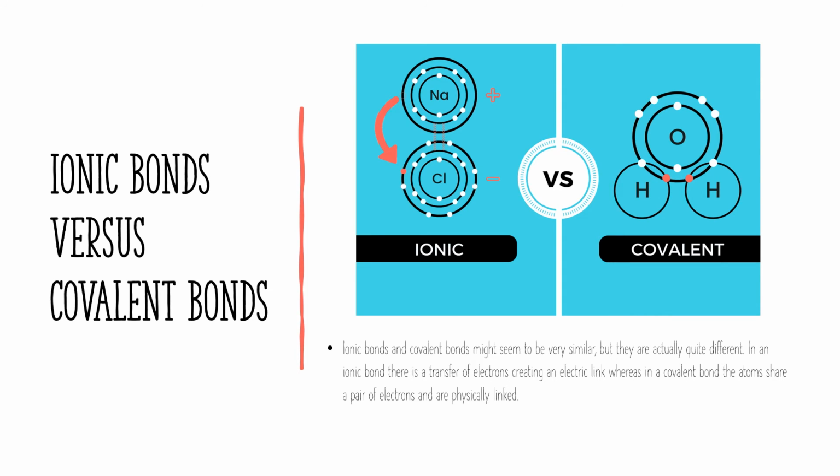Ionic bonds versus covalent bonds. Ionic bonds and covalent bonds might seem to be very similar, but they are actually quite different. In an ionic bond, there is a transfer of electrons creating an electric link, whereas in a covalent bond, the atoms share a pair of electrons and are physically linked.